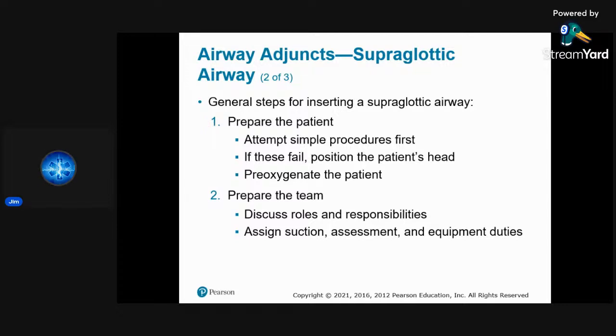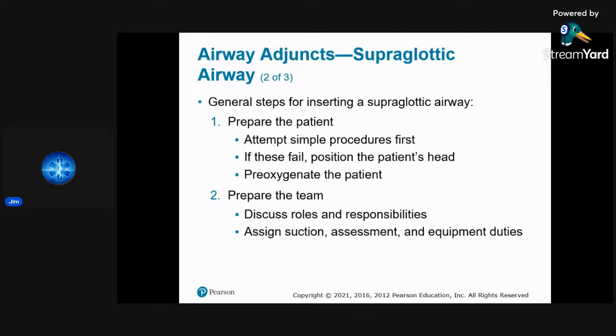We're going to pre-oxygenate the patient, which means we're going to give them a couple minutes of using the BVM while our partner is getting the equipment ready. We're going to pre-oxygenate, because putting these devices in may take a few seconds, so we want to make sure we get enough oxygen in their system.